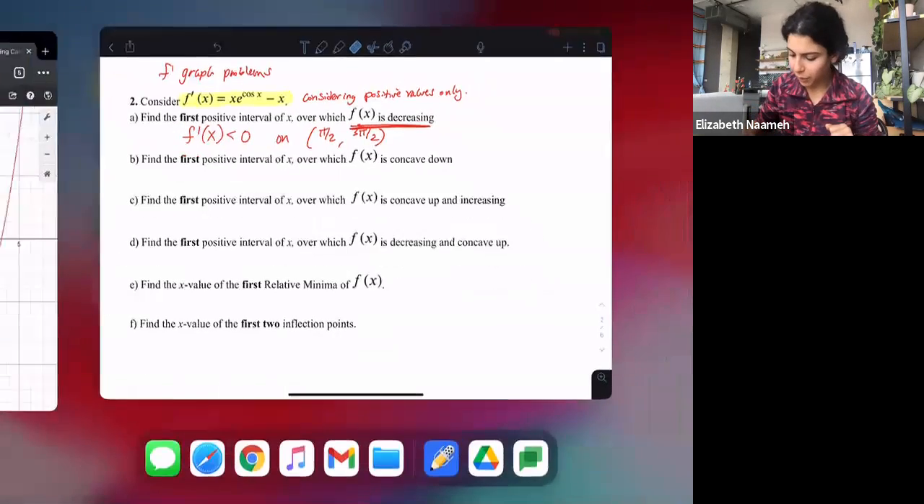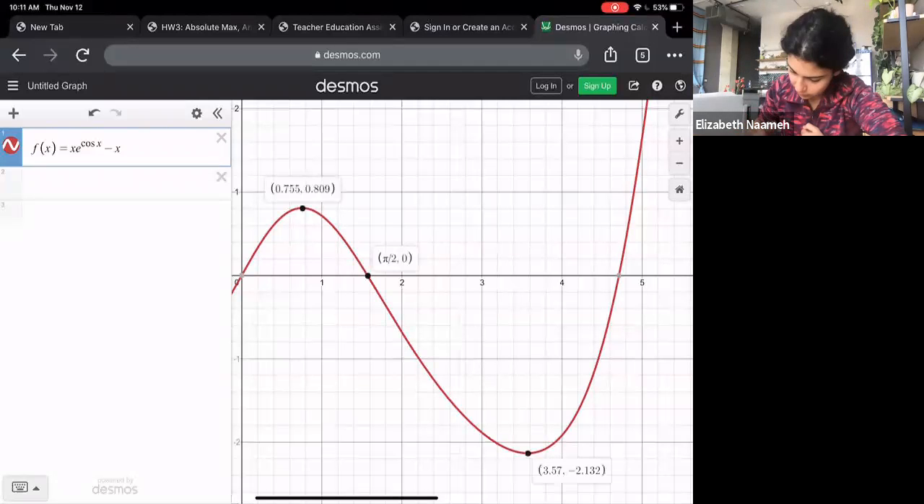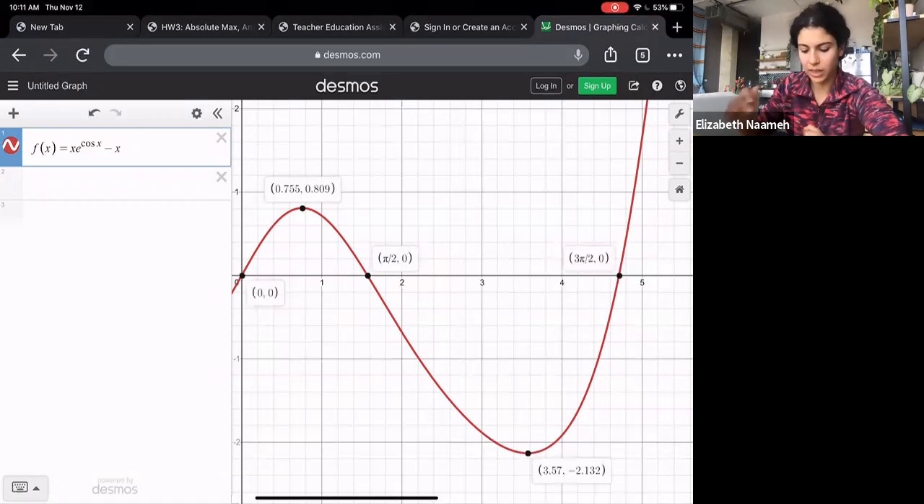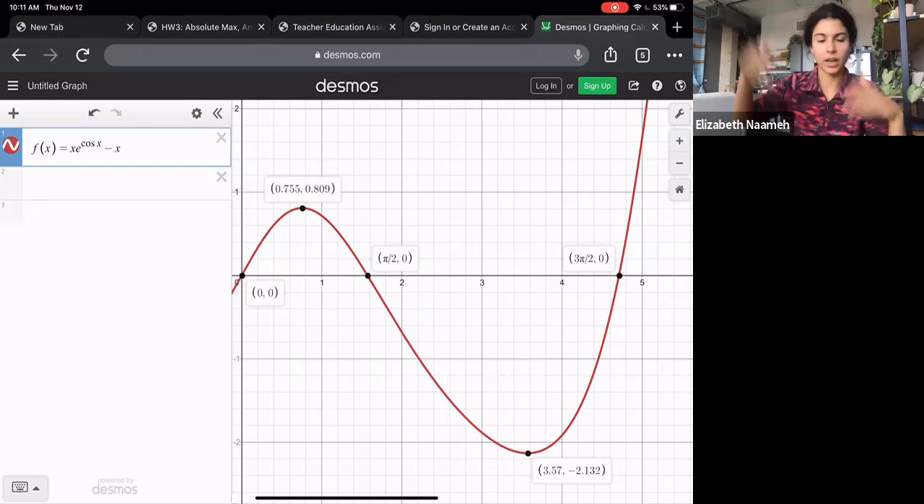Okay, I want to give you right now 30 seconds to copy this graph, and I'm going to highlight all the important points. So actually copy this graph down so we don't have to keep going back and forth. So draw the 0, 0. Do a max here at the 0.75. We don't actually need the y values, because we always use the x values. Copy down the pi over 2 there. We have a min here at 3.57. And then end at 3 pi over 2, and then just draw the line going up. We don't care what's going on after that.